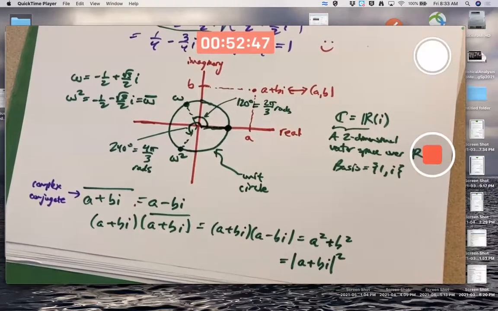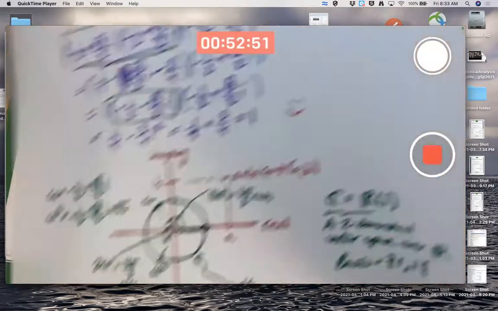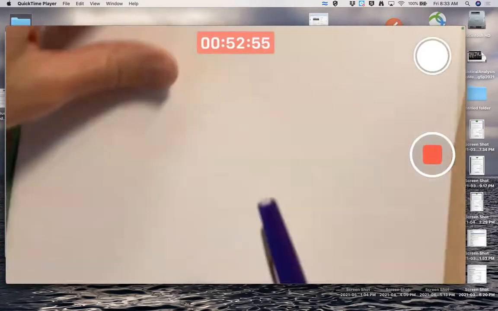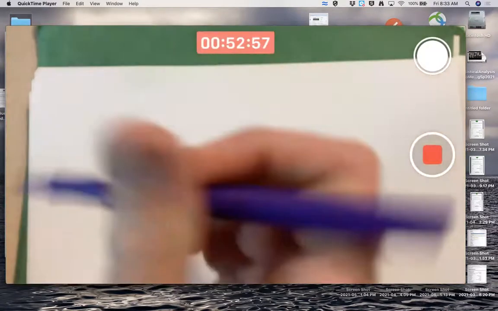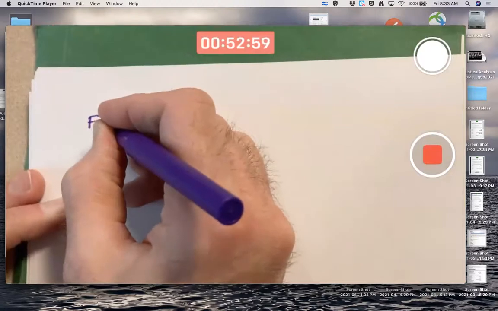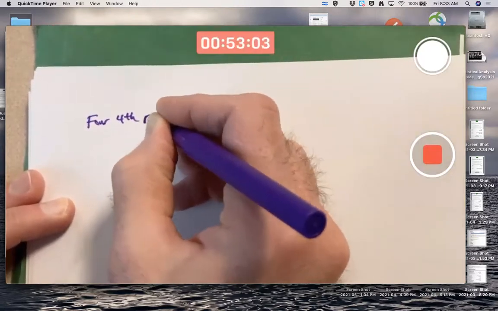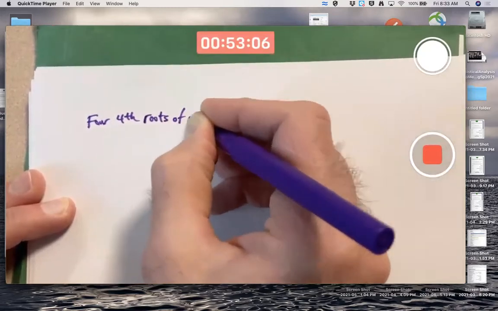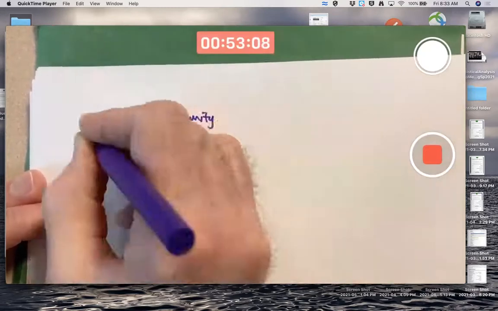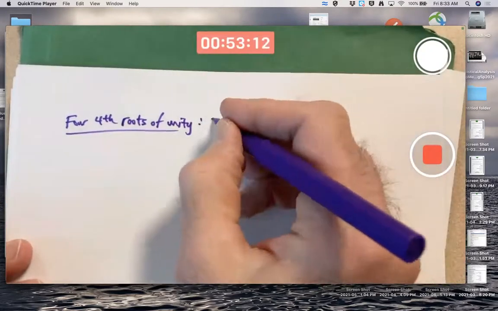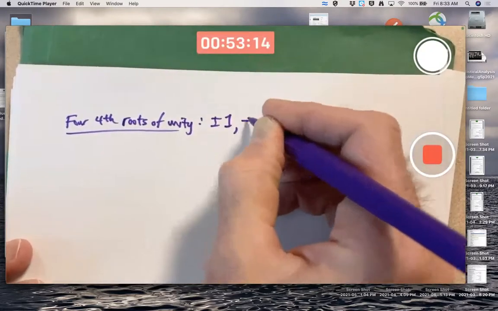Let's move on to fourth roots of unity. There are 4 fourth roots of unity. And actually, those are pretty easy. Plus or minus 1 and plus or minus i.